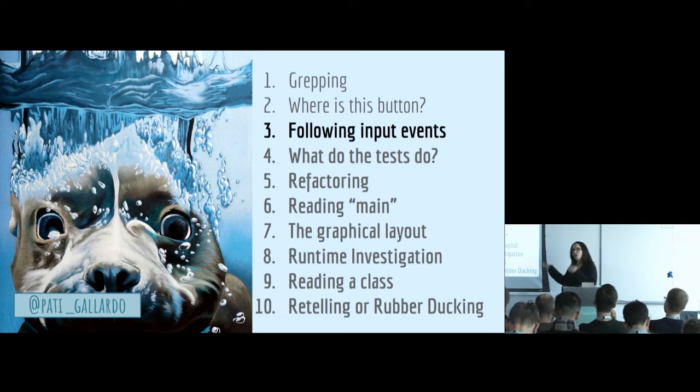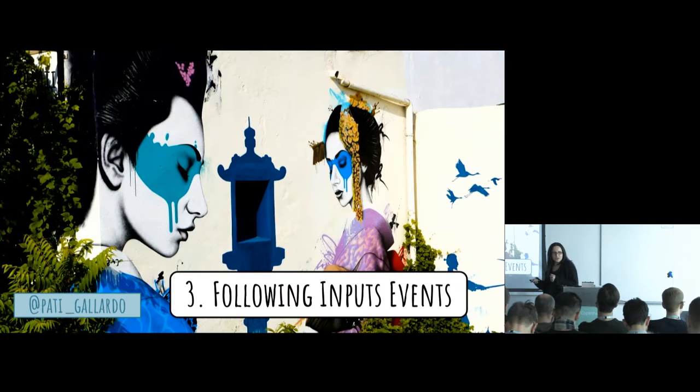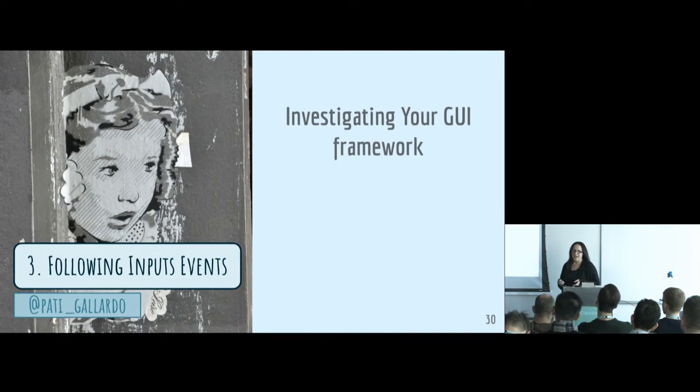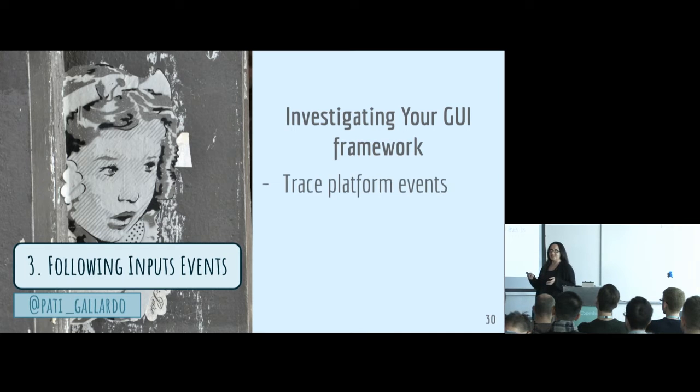And then you have the opposite end, following input events. And this is where you are actually looking at a UI framework. And a UI framework has certain characteristics that you can use to look at them. And one of those is tracing platform events. So on your platform, you get your mouse events, you get your key events, all sorts of low-level events, and they go into your application somewhere. And very quickly, if you're using a UI framework, they're going to be hitting your UI framework.